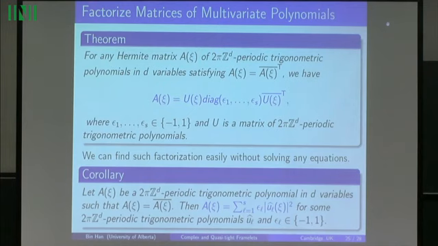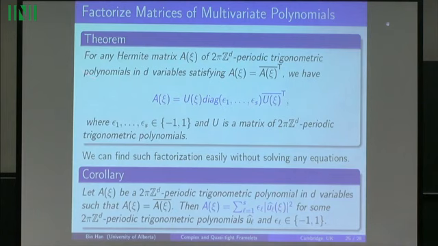And as a consequence, if I give you a trigonometric multivariate polynomial that satisfies this Hermite property, then you can write it as a sum, very similar to a sum of squares, except you allow yourself the epsilon L. Epsilon L could be plus 1, could be minus 1. This is always true. I should also mention that in the engineering community, in control theory, this type of decomposition is actually very, very important.